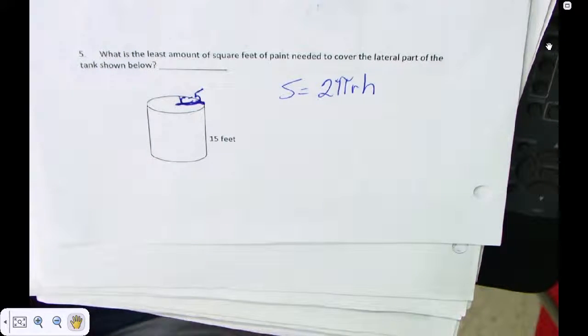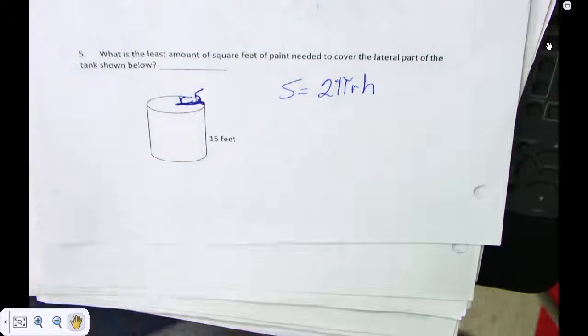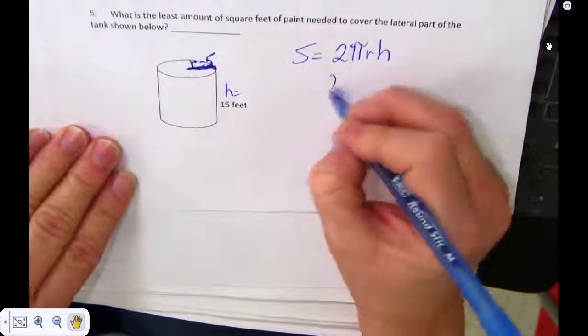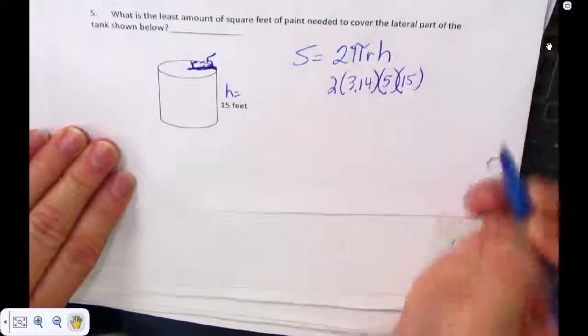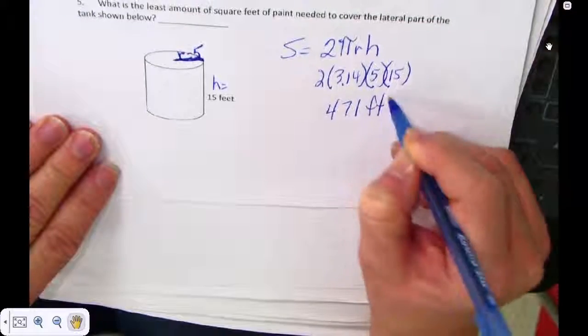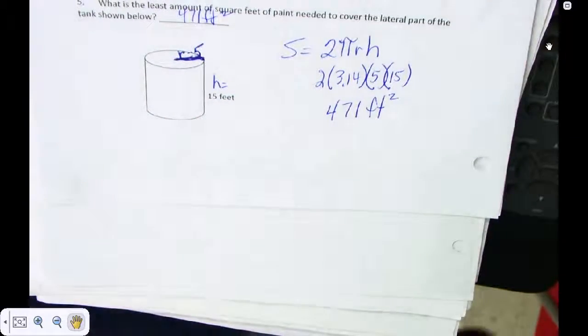So, guys, you don't have to memorize it like we did. You've got that reference chart. All you have to do is look over there. If it says volume, you have to have a volume formula. If it says surface area, look at what it says. Okay? So this is lateral. I labeled 2 times 3.14 times 5 times 15. What'd you get? Good. Feet squared.